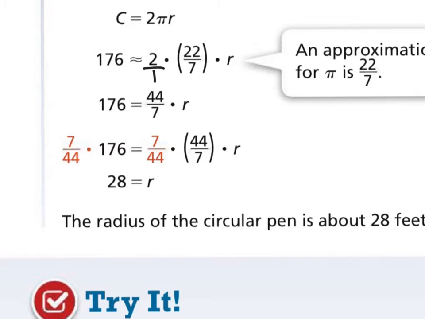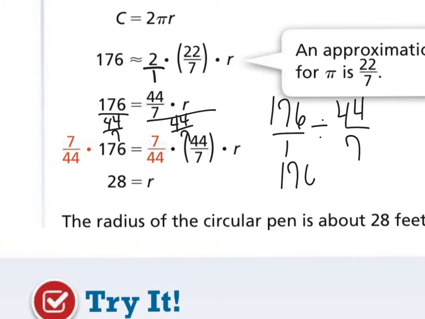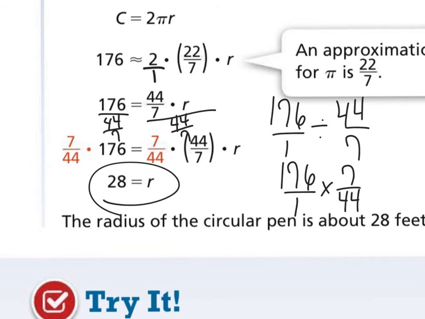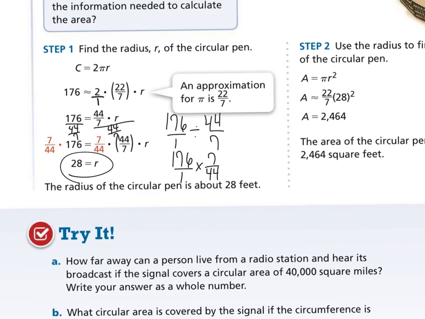The book's doing this a little differently. If you wanted to here, you could say they're multiplying. You could divide by 44/7. Remember, when you divide, keep change reciprocal. So it'd be times 7 over 44. When you work that out, it comes out as a radius of 28 feet.